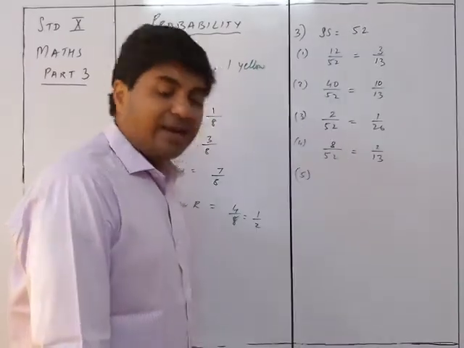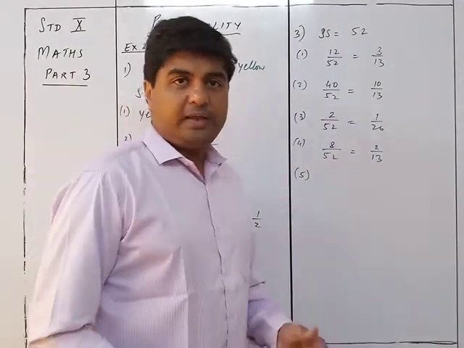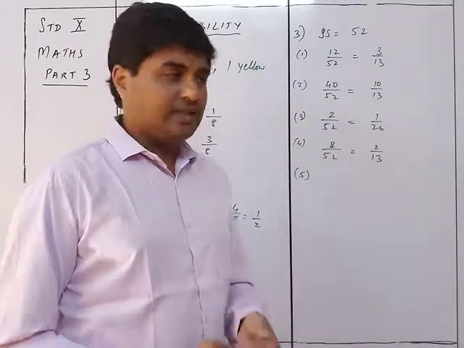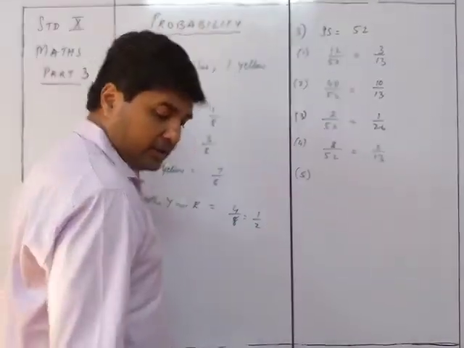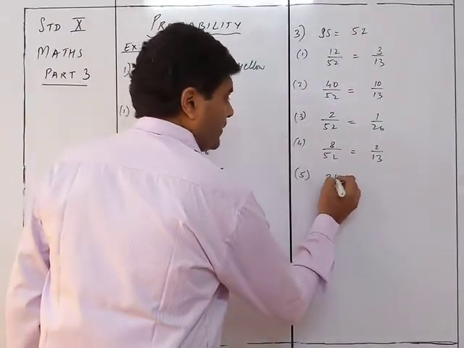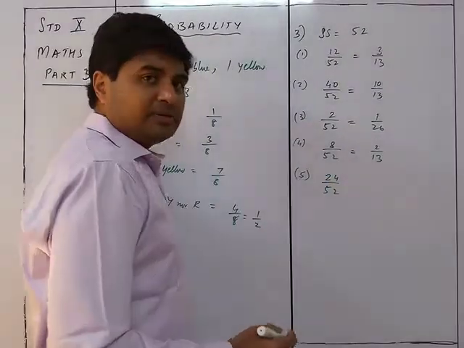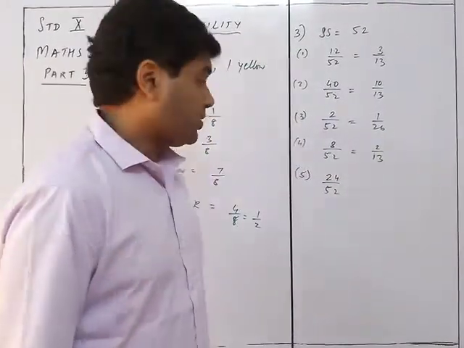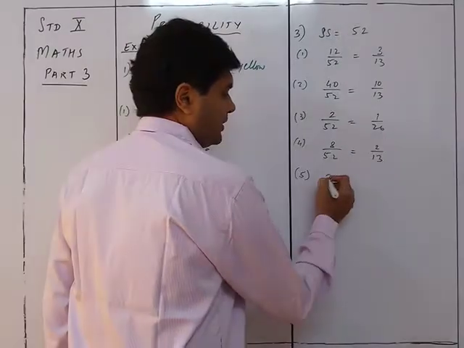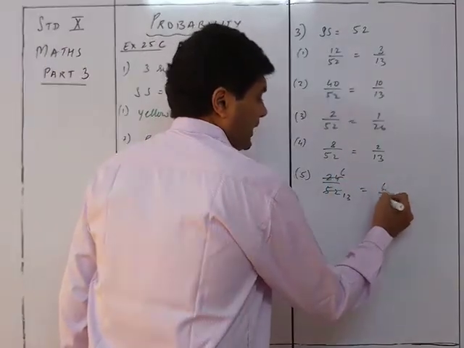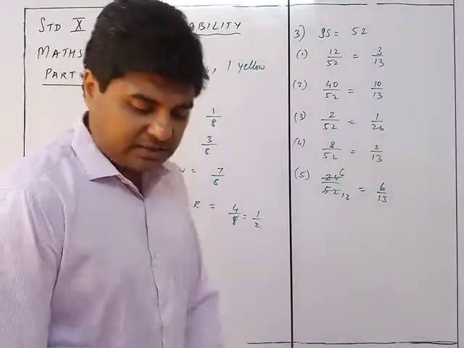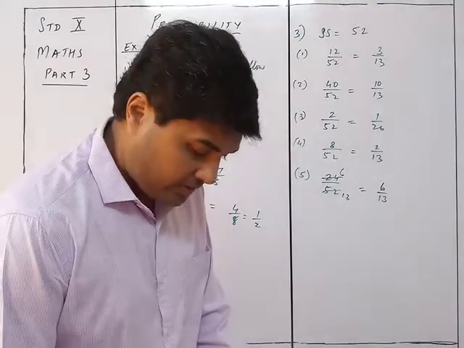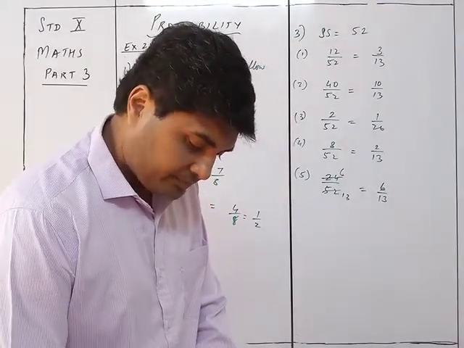A card with number less than 8. Less than 8 means aces will not be counted: 2, 3, 4, 5, 6, 7. So 6 numbers, so it will be 6 into 4, so 24 upon 52. Now many times it happens that the ace is sometimes considered. If I see this one, the answer over here will be 6 upon 13. But I may find that the answer taken is 7 upon 13 if ace is considered. In such a case, we'll just check what they have taken.